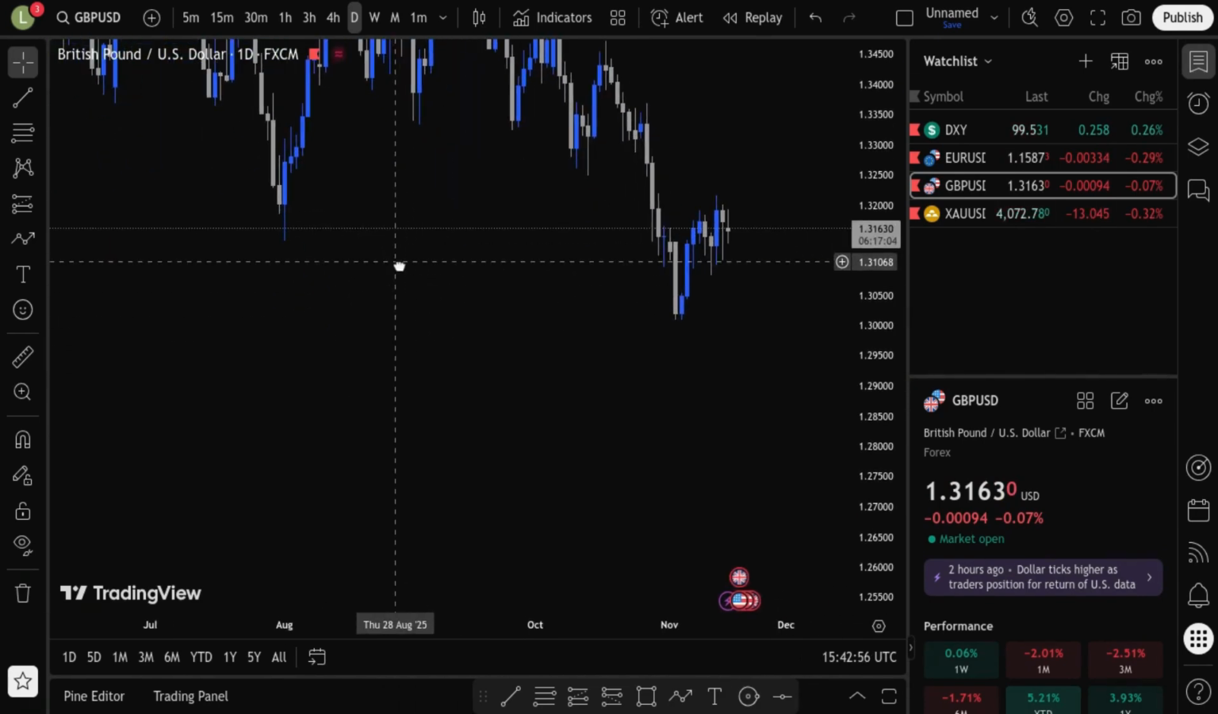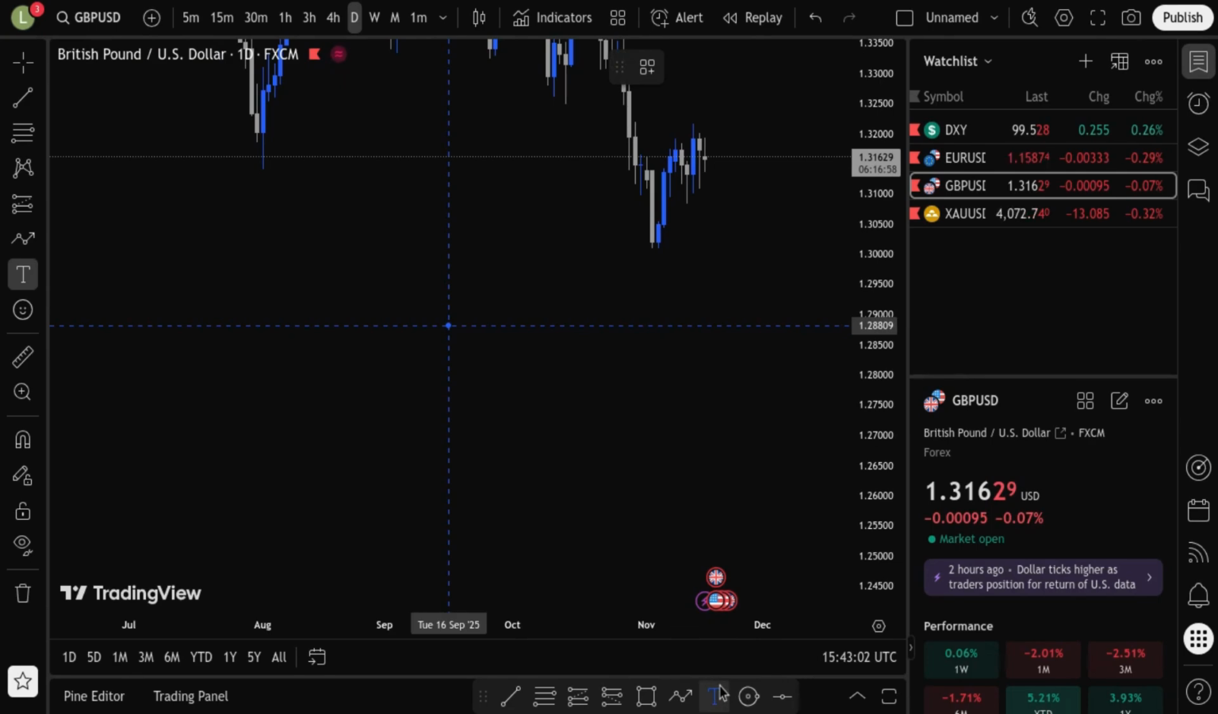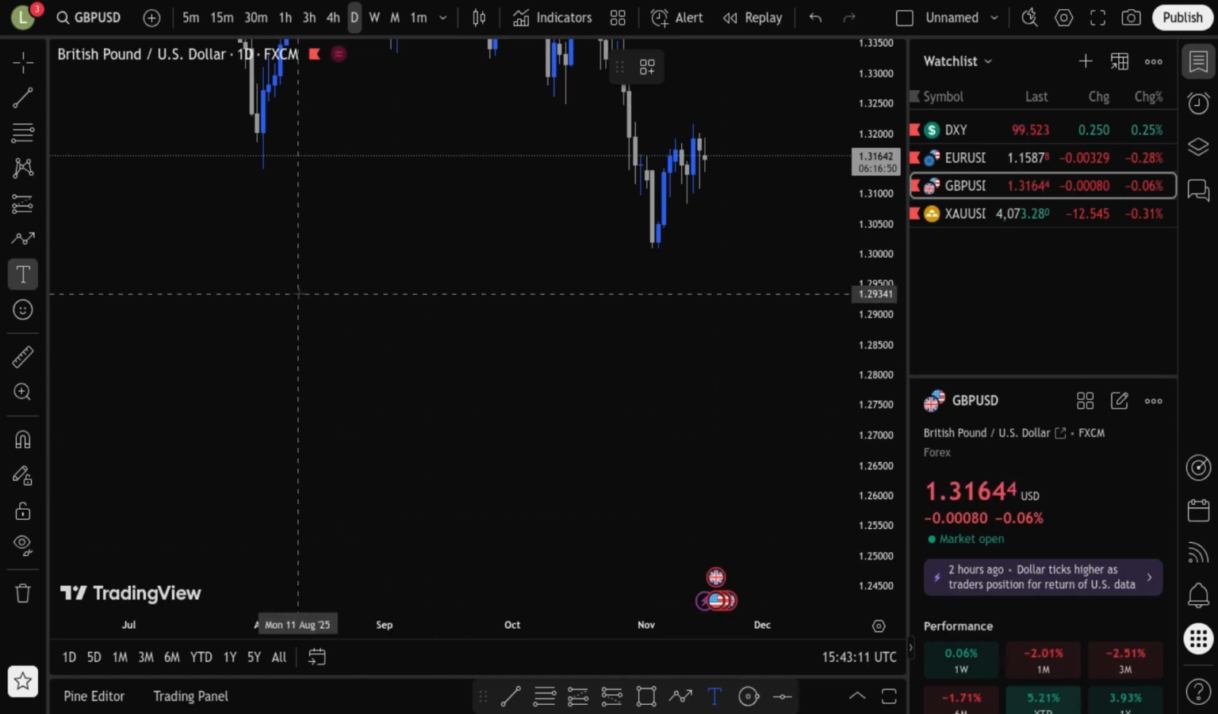So I will show you two things. The first one I'll show you is trend line, how you can make money from trend line, let's say in brackets, uptrend.